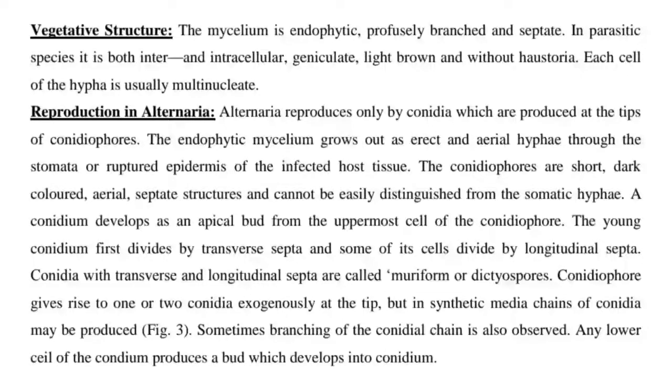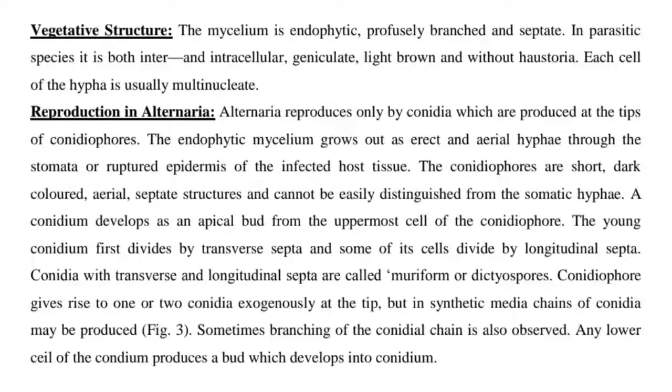Reproduction in Alternaria. Alternaria reproduces only by conidia, which are produced at the tips of conidiophores. The endophytic mycelium grows out as erect and aerial hyphae through the stomata or ruptured epidermis of the infected host tissue. The conidiophores are short, dark-colored, aerial, septate structures and cannot be easily distinguished from the somatic hyphae. A conidium develops as an apical bud from the uppermost cell of the conidiophore. The young conidium first divides by transverse septa and some of its cells divide by longitudinal septa. Conidia with transverse and longitudinal septa are called muriform or dictyospores.